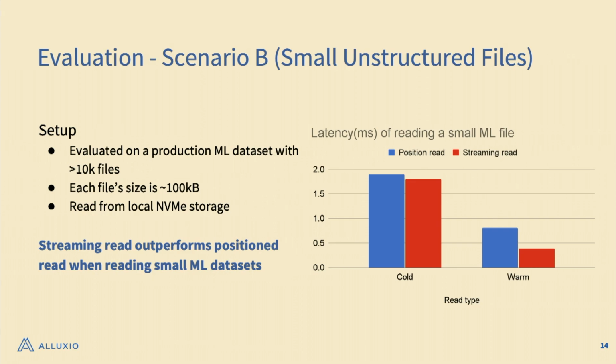Then we also ran the position read and streaming read against this data set, and here is the result in the right diagram. Still, the blue bars are from the position read, and the red bars are from the streaming read. What we could observe from this part is that the streaming read looks to slightly outperform the position read when reading such a small machine learning data set. This means that position read may be helpful in scenario A, but for scenario B, when there are a large number of small unstructured files, we may still use the traditional streaming read to help us load the data set.